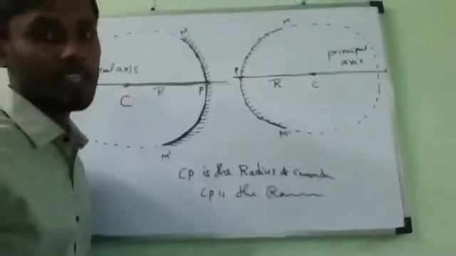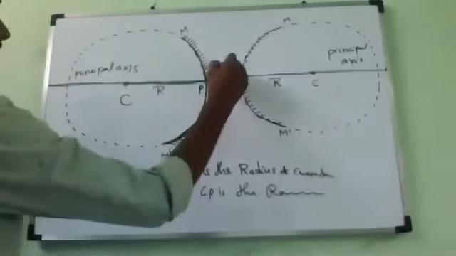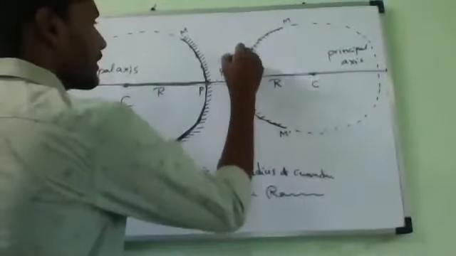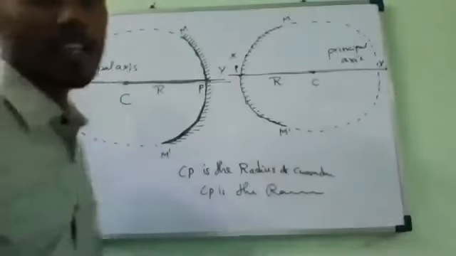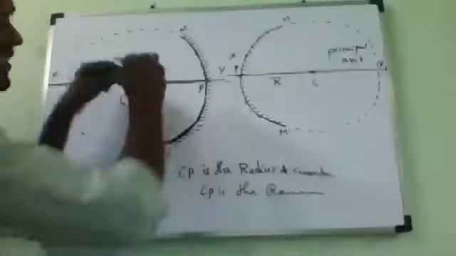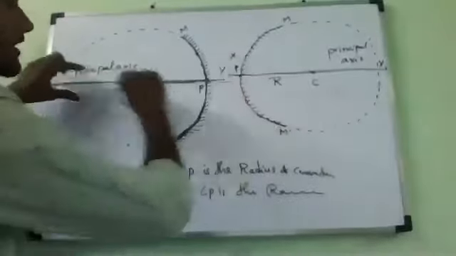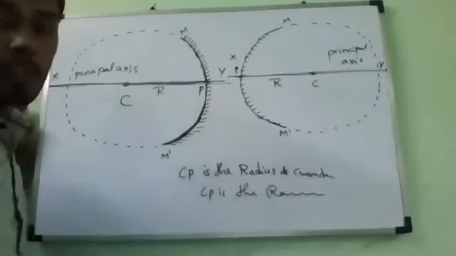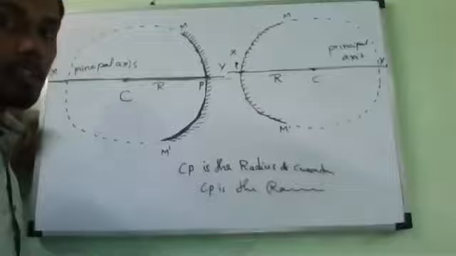So let us imagine this principal axis is represented by X and Y. Understand it? So principal axis is always represented by X and Y. So principal axis means if you pass the line through the pole and center of curvature continuously like this, then that is only called as principal axis.